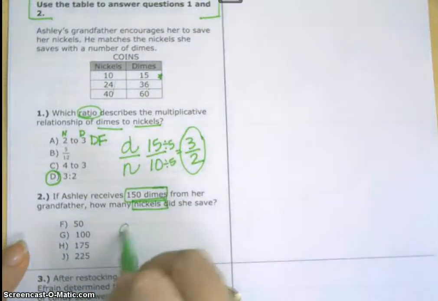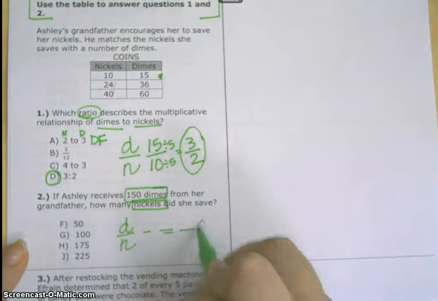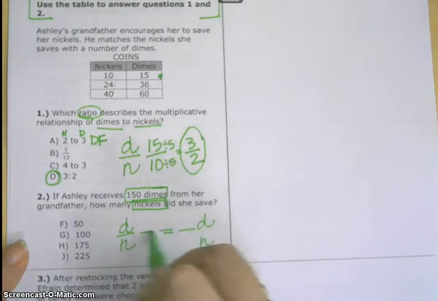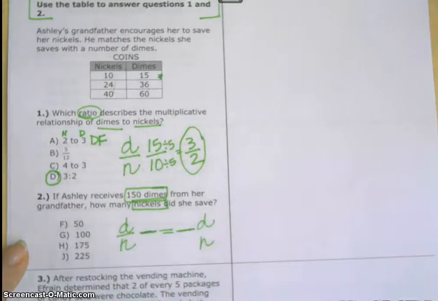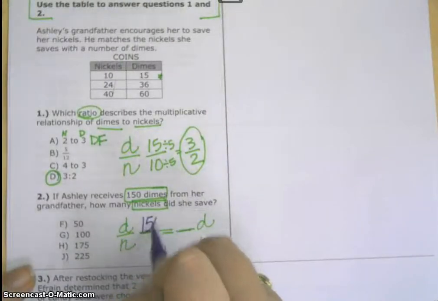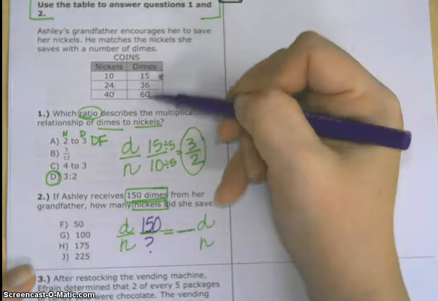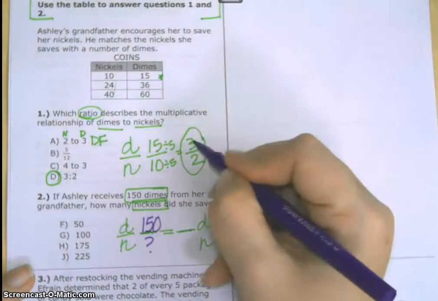So if I do dimes to nickels, and I set up my proportion, my 2 equal ratios. Well, in the question it tells me 150 dimes, but I don't know how many nickels. And I can use either anything from this table, or I can use my ratio of 3 to 2.